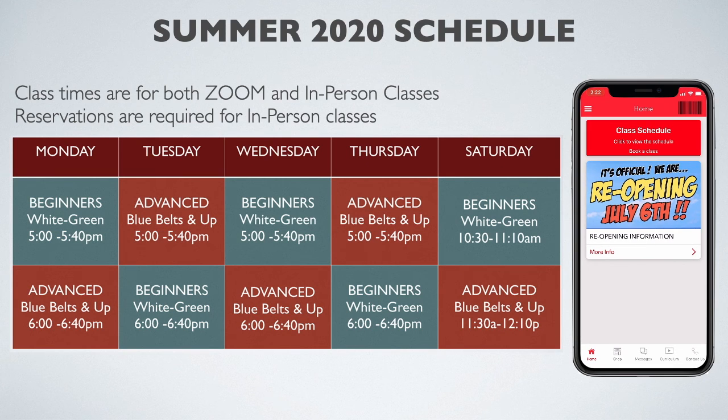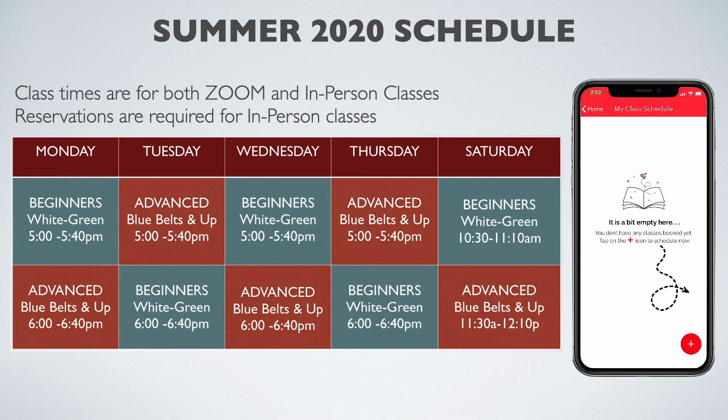Okay, to schedule a class, to reserve a spot in a class, these are only necessary for in-person classes. For Zoom classes, you do not need to do anything. We are going to start by clicking on class schedule, the big red square, or rectangle, here.